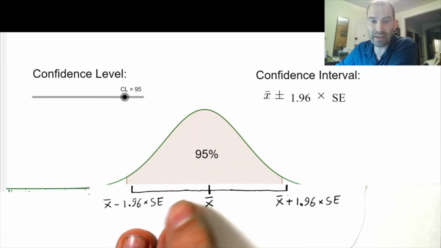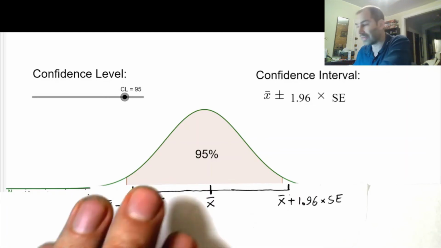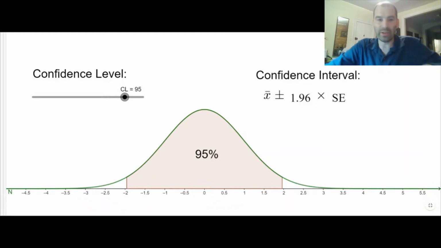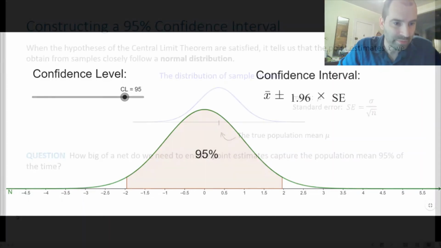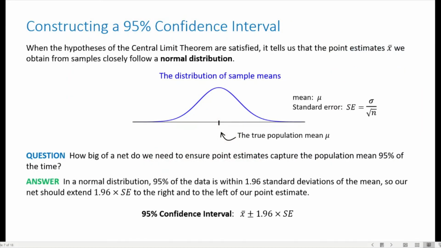If I subtract it, I go to here. If I add it, I go to here. That's what gets me my interval. Okay, so that's how we get our confidence interval. In a normal distribution, 95% of the data is within 1.96 standard deviations of the mean. So our net should extend 1.96 standard errors to the right and to the left of our point estimate. So that is the formula for the 95% confidence interval.